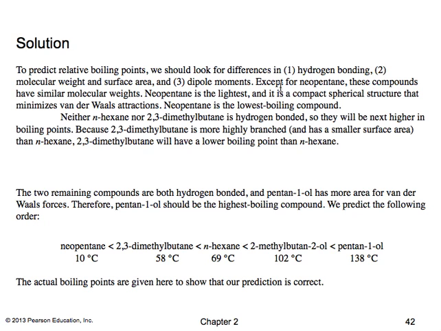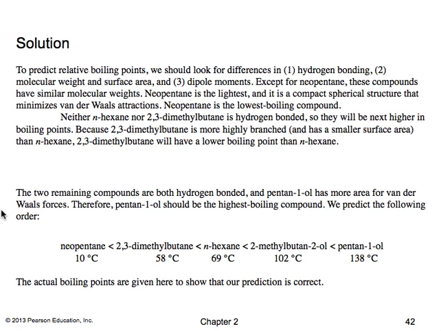Dipole moments. Except for neopentane, these compounds have similar molecular weights. Neopentane is the lightest, and its compact spherical structure minimizes van der Waals attraction. Neopentane is therefore the lowest boiling compound. Neither n-hexane nor 2,3-dimethylbutane is hydrogen bonded, so they will be next higher in boiling point. Because 2,3-dimethylbutane is more highly branched than n-hexane, it will have a lower boiling point than n-hexane.